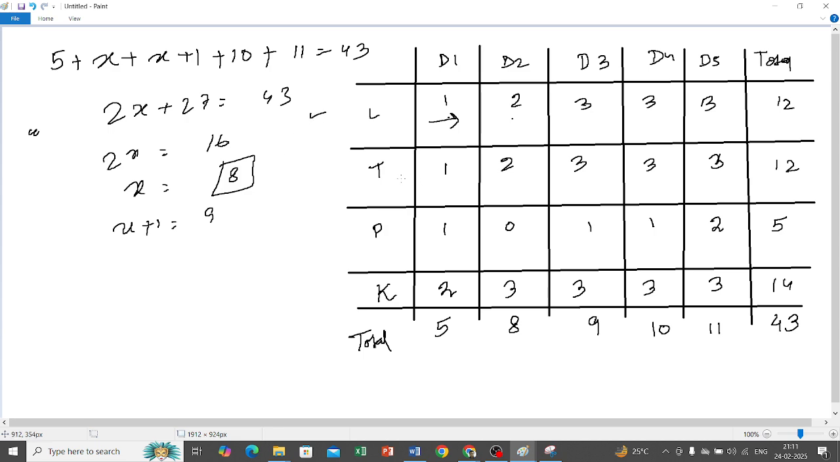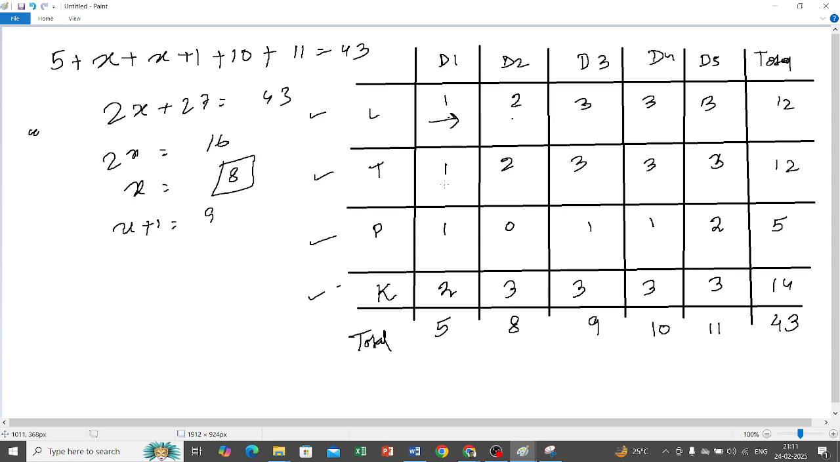Row wise this is correct. Let's check the other one. 2 plus 1 is 3, 3 plus 3 is 6, 6 plus 3 is 9, 9 plus 3 is 12. Correct. Row wise this is correct. Let us check the other one. 1 plus 1 is 2, 2 plus 1 is 3, 3 plus 2 is 5. This is also correct. Row wise correct. Let's check the other one. 2 plus 3 is 5, 5 plus 3 is 8, 8 plus 3 is 11, 11 plus 3 is 14. This is also correct. Now let us check column wise.